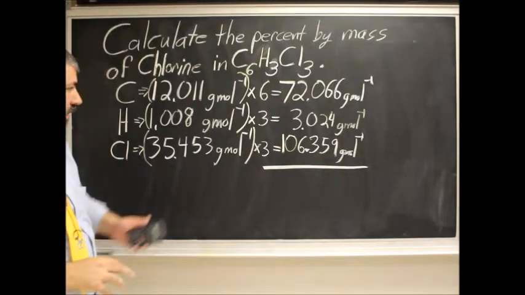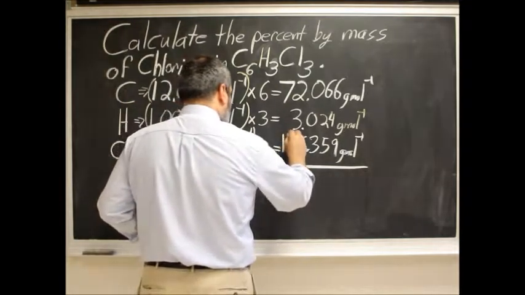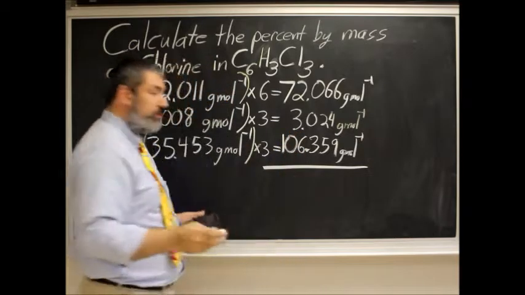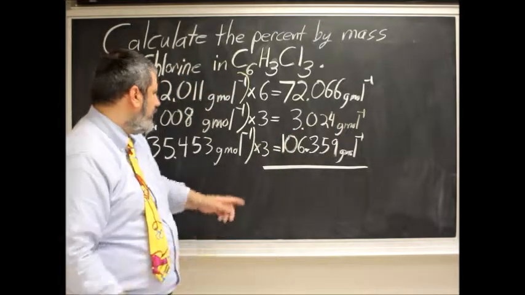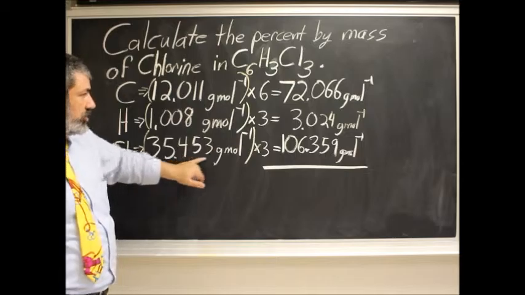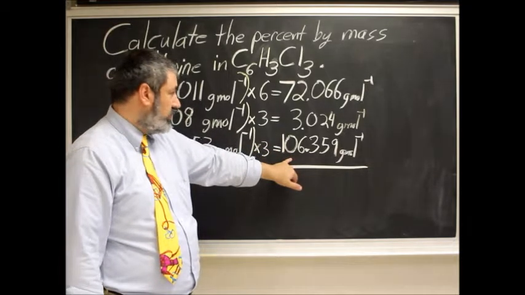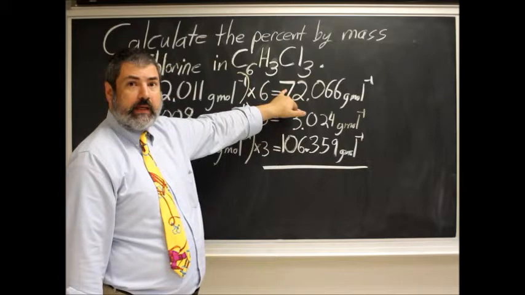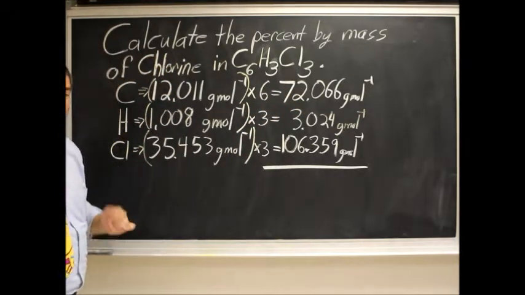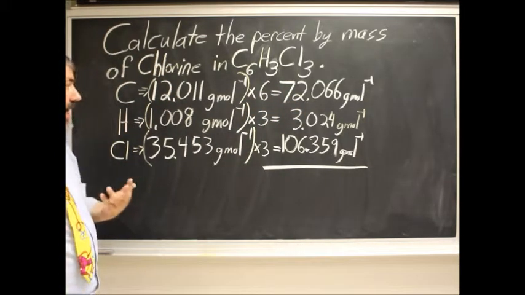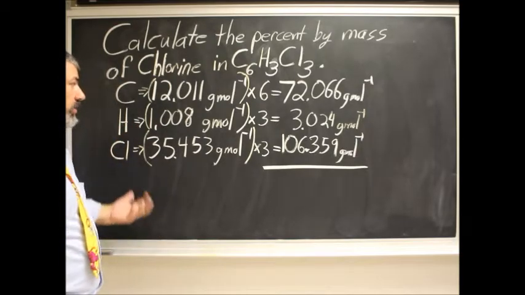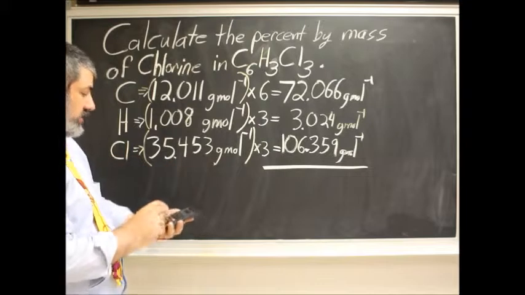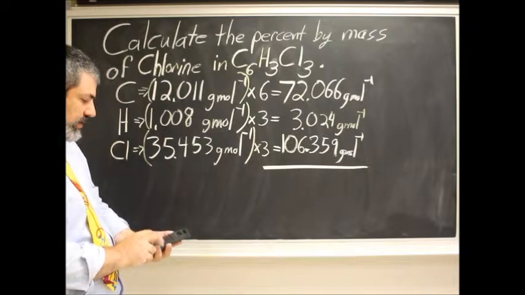Another reason why I want to write it out sequentially like this, just by inspection, we can see the chlorine contributes the largest to the total mass, much more than hydrogen and significantly more than the carbon. So that should give us an idea that percentage-wise, the chlorine, its mass, is going to be a big percentage of this. Now, we'll get the exact number in a second.